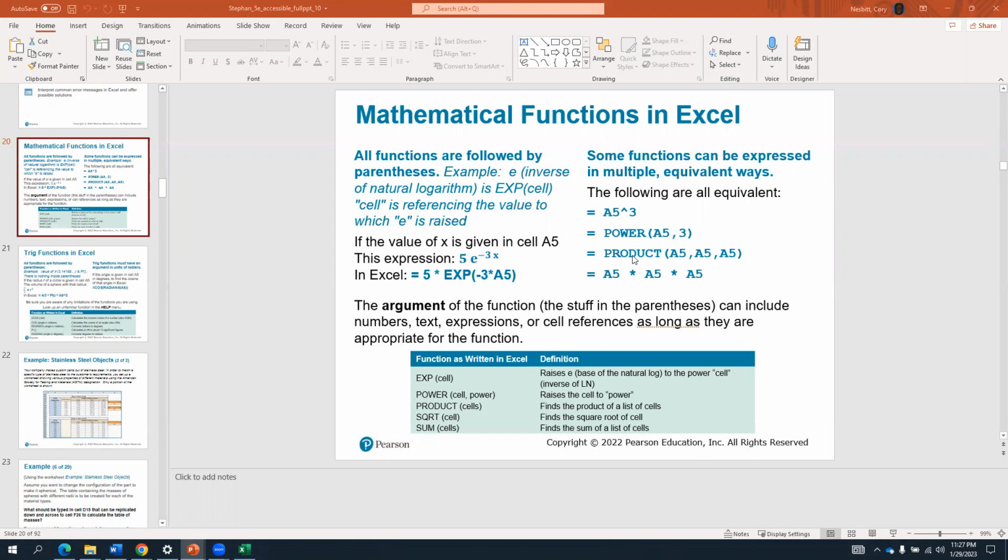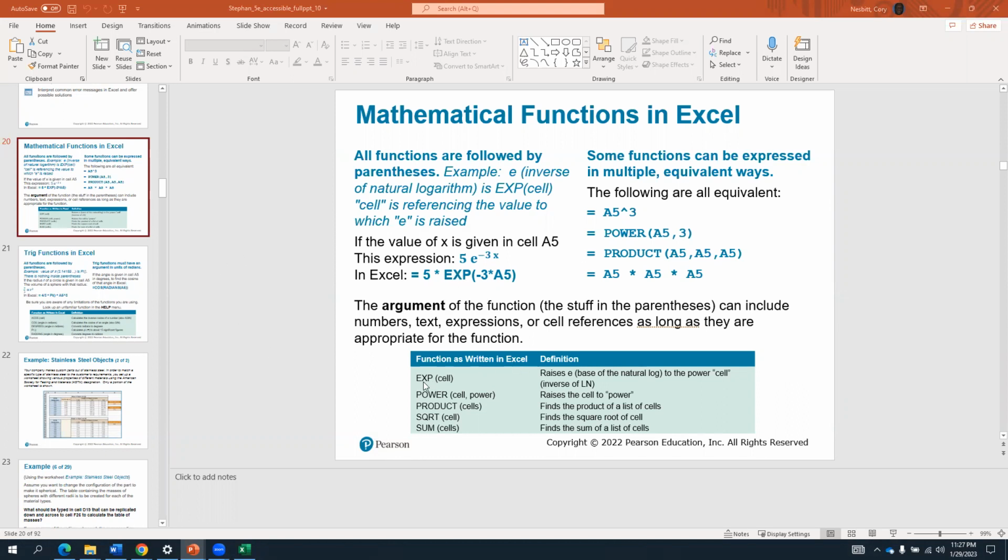You can also do the PRODUCT of A5, A5, and A5, which is multiplying cell A5 times A5 times A5, right? That's a product. Or you can go A5 times A5. These are just different ways you can write functions, right? So product, power, EXP are all mathematical functions that you can use in Excel.